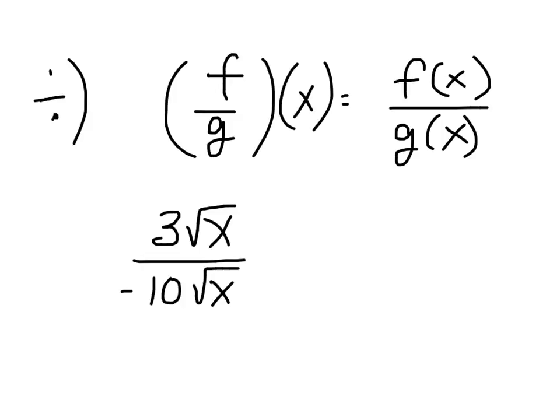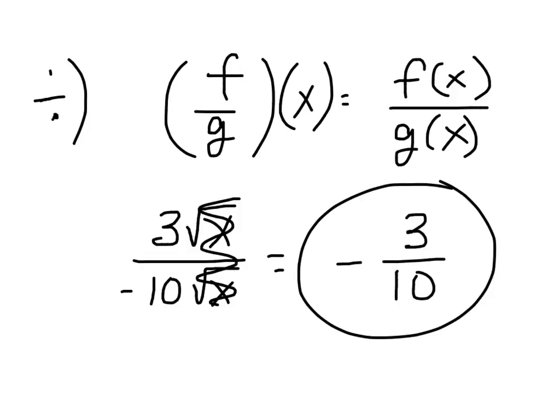If you've got something on the top that matches with something on the bottom, can't they just go away? Yeah. So for this particular thing, can't those just go away? So what do you have left? 3 over negative 10, or negative 3/10. Nice. Okay. What do you guys think? Easy. Good.